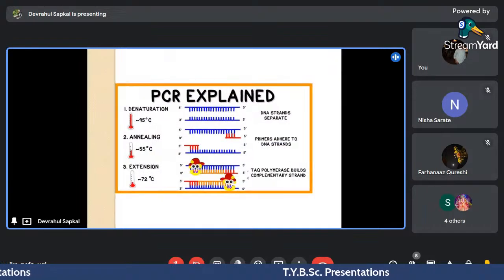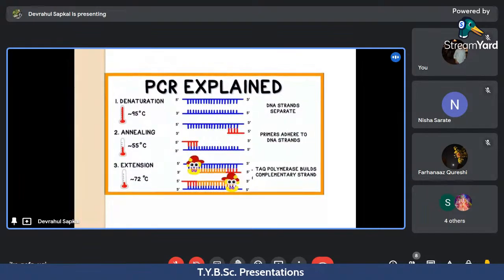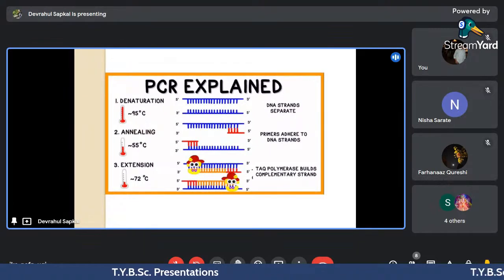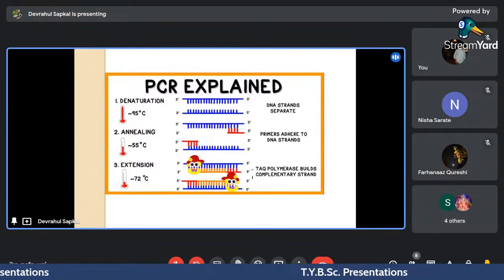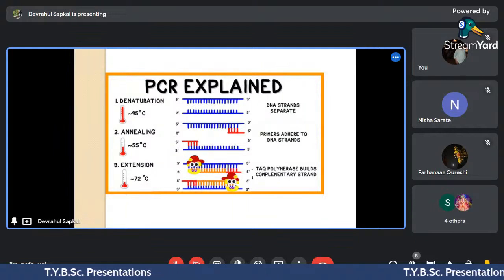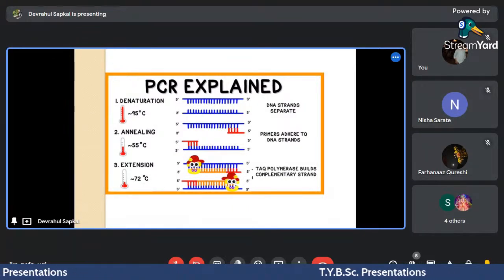So this is the mechanism of PCR. It is divided into three steps: denaturation, annealing, and extension. In the denaturation, high temperature incubation is used to melt or separate the double-stranded DNA into single strands, at 95 degrees Celsius.